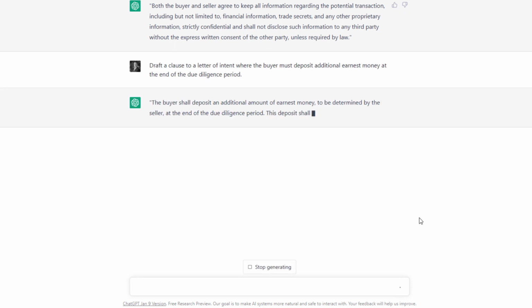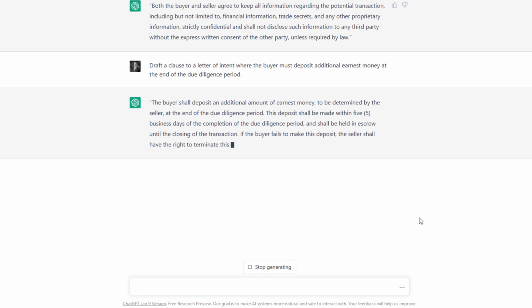So the buyer shall deposit an additional amount of earnest money to be determined by the seller at the end of the due diligence period. This deposit shall be made within 5 business days of the completion of the due diligence period and shall be held in escrow until the closing of the transaction. If the buyer fails to make this deposit, the seller shall have the right to terminate this letter of intent and retain any earnest money already deposited.